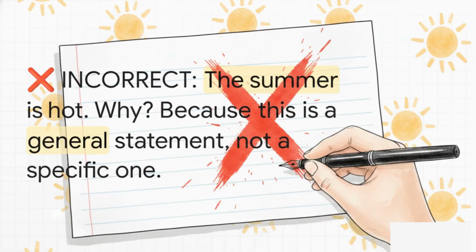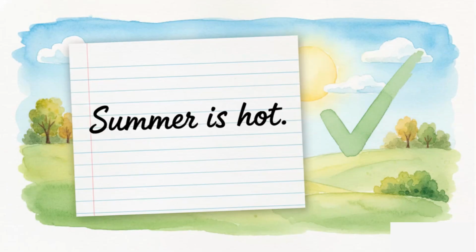And why is it wrong? Because it's a general statement. You're talking about summer as a concept, not one particular summer. So it doesn't need to be specific. And here we have it the correct way. Simply, summer is hot. That's it. Since it's a general idea, you just drop the. Boom. It's cleaner, it's simpler, and it perfectly follows that rule we just went over.